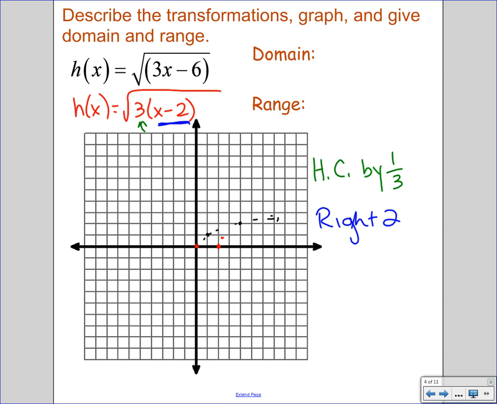I go up 2, I went over 4, so that I only go over 4/3. That's a little bit more than 1. So that's an idea of what that looks like.